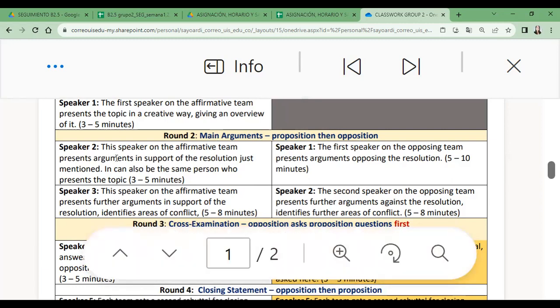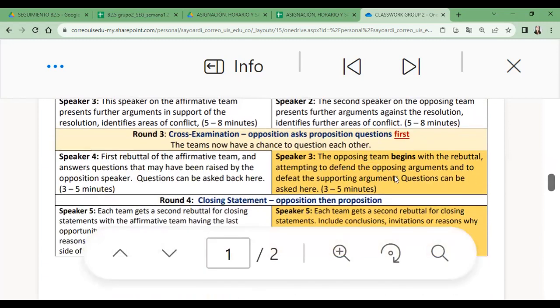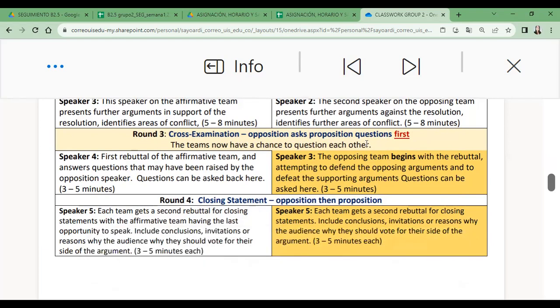That is first the affirmative, then the opposition. But as soon as we have presented the arguments, then we need to change because the opposing team needs to start refuting, yes? Cross-examination: the opposition asks the proposition questions first, okay? This is the way we say, no, that's not correct. We don't agree. What if this and this? So you can ask some questions if you have them, no problem.